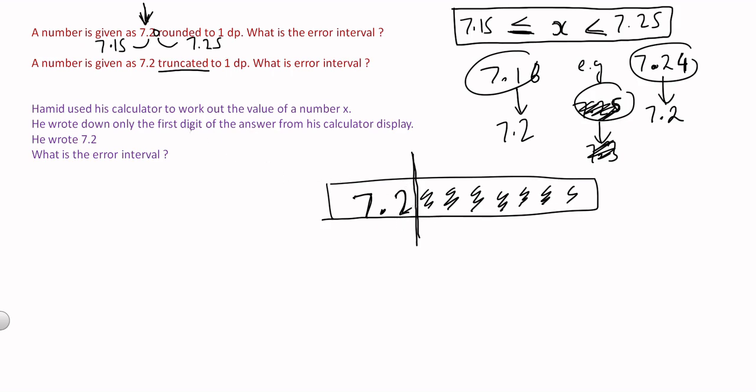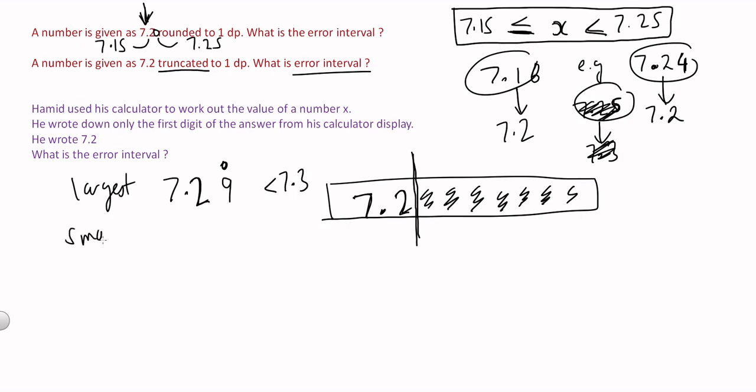Right, now, I want the error interval. What could be the largest possible value? The largest possible value could be, well, it has to be a 7.2. It has to have the 2 there. 7.2, 9 recurring. It cannot be a 7.3. It's not allowed to be 7.3. It has to be less than 7.3, i.e. 7.29 recurring, because then you can chop it off here and say, oh, it's 7.2. So the largest value is 7.29 recurring, or you could say as less than 7.3.